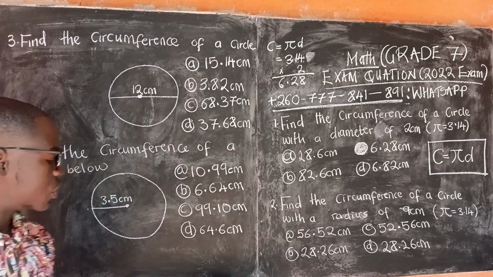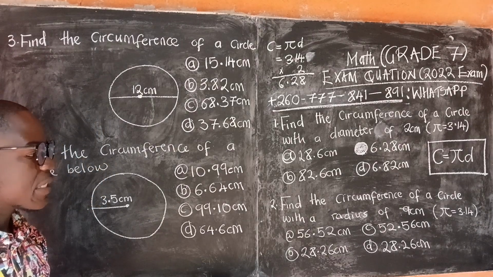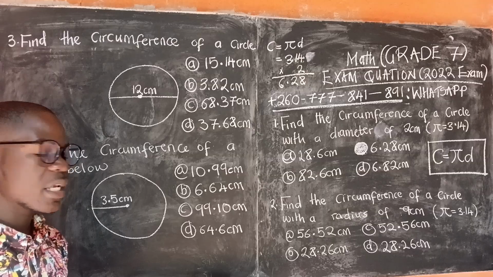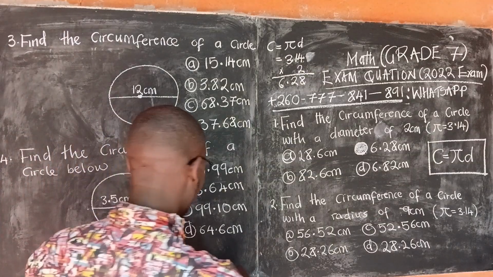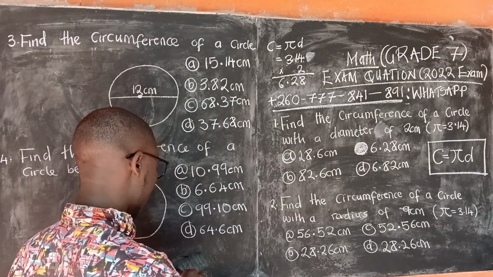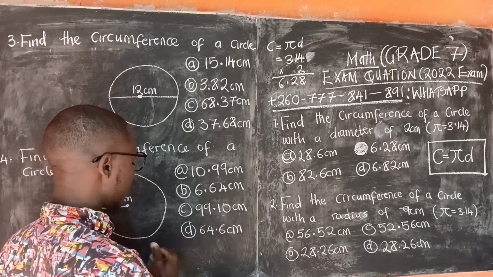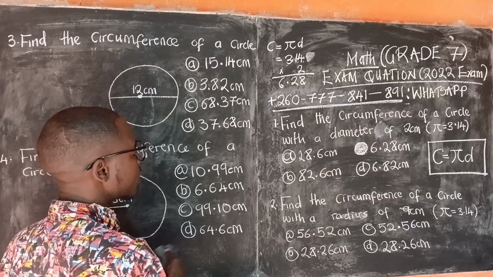Then with question 2, they're saying find the circumference of the circle with a radius of 9 centimeters. So the radius is provided in this question, and it is something very important for us to note and to understand.